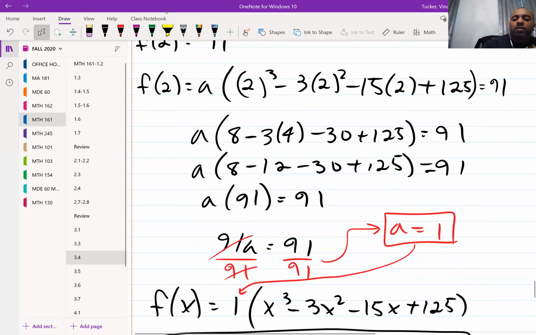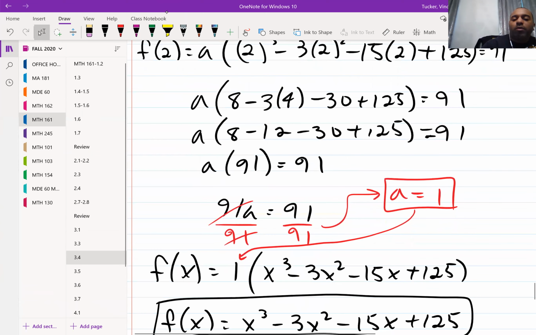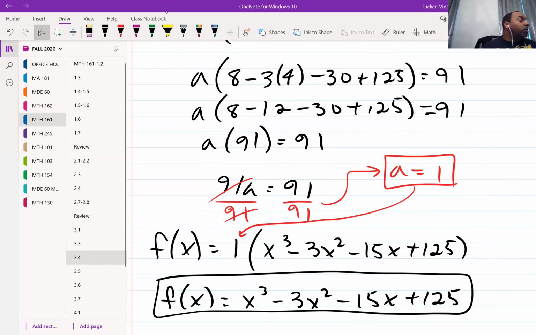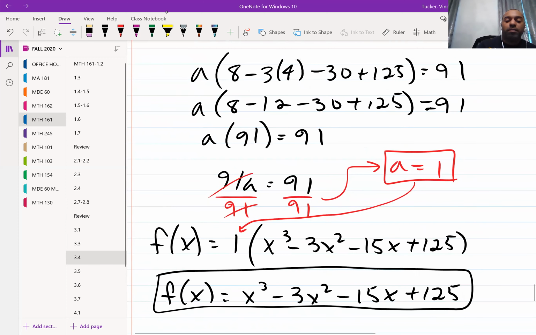All right, so you will put a equal to 1 right there. And of course, 1 times anything is itself. So that's our final answer. All right, any questions? Any questions? Make sure we're good.